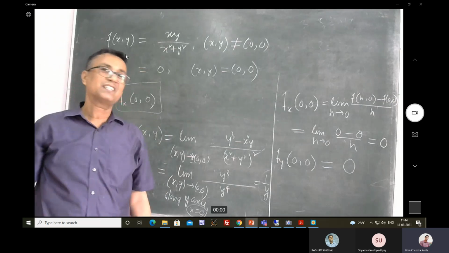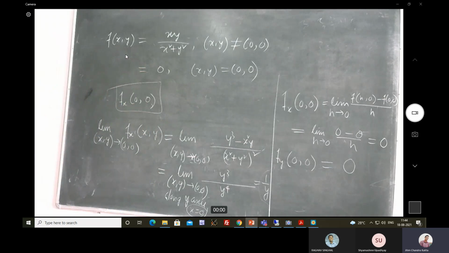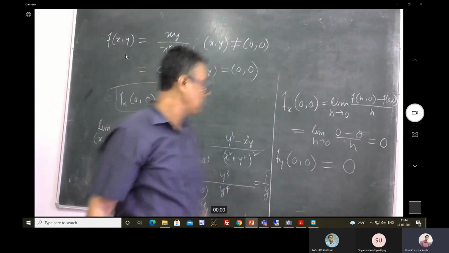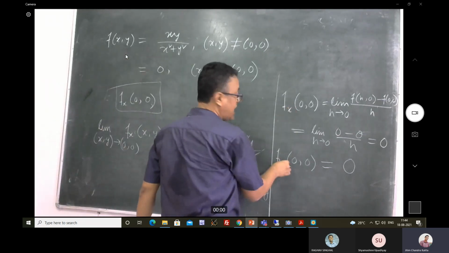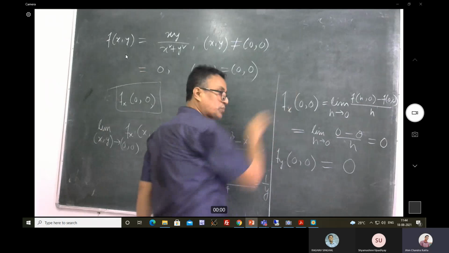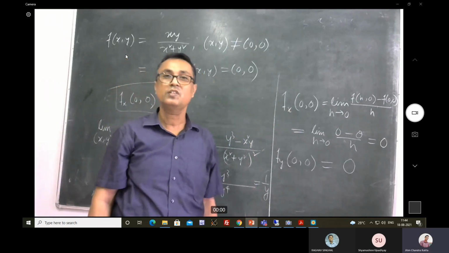So what does that tell you? That your fx and fy, those partial derivatives, are not continuous at the origin. Is it okay?